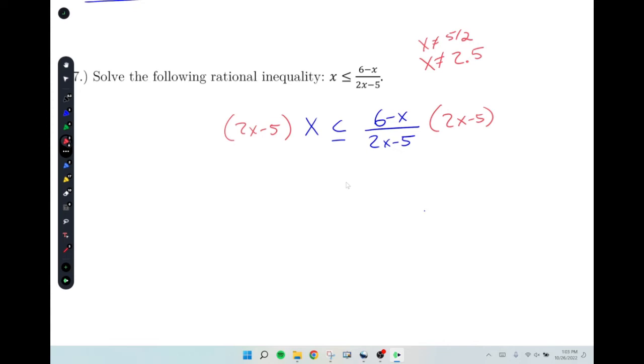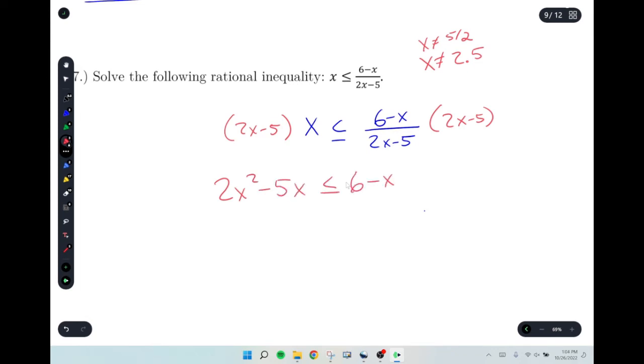Is it possible if we make X like this one I did, where I subtract X from the left side to the right side, and get a common denominator? Yes. You'll end up in the same spot. Yep, you'll get it right. 2x squared minus 5x less than or equal to 6 minus x.